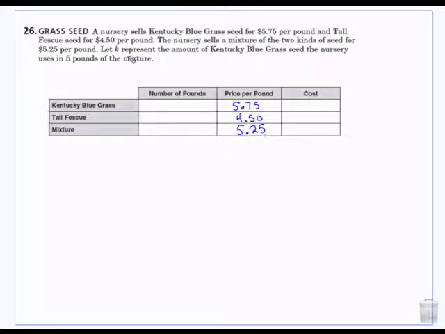Okay. K is the amount of Kentucky bluegrass. So K in 5 pounds of the mixture. So this is 5. So I need to figure out how much of this is there. Well, if this is 5 pounds and this is K, this is going to have to be 5 minus K, because K plus 5 minus K will equal 5, right? So if this was 3, this would be 2 kind of idea. Does that make sense?